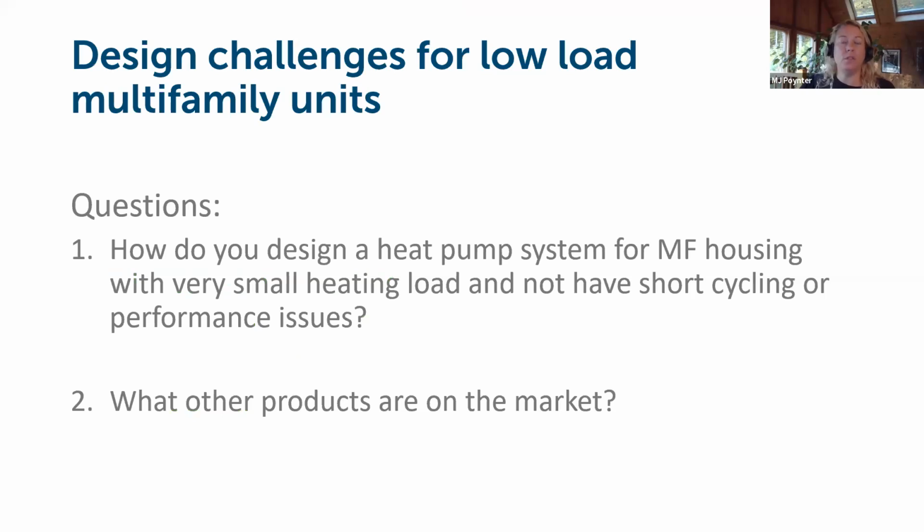We're not going towards the fin tube baseboard hot water where you could pick just a small section like we used to do. So now that we're sizing with heat pumps for these low load multifamily housing, we're finding that there are some challenges. So the first question is, how do you design a heat pump system for multifamily housing with very small heating loads and not end up with that short cycling that Li-Ling was showing on those NEAP charts and not have performance issues?